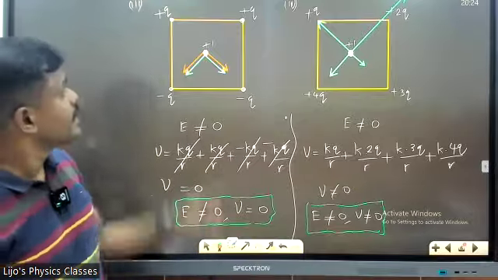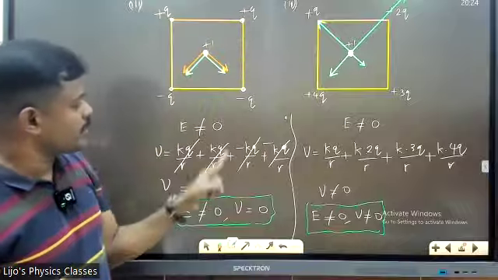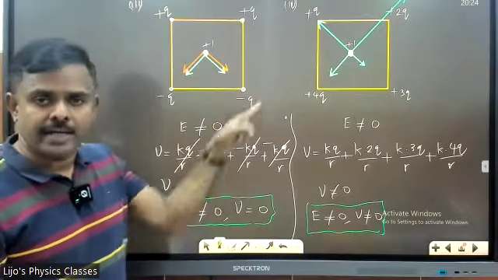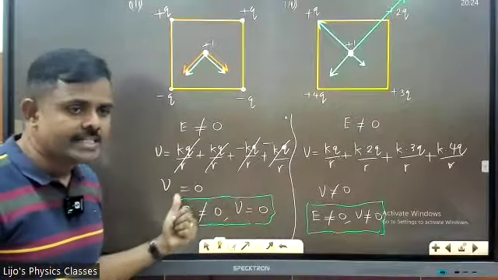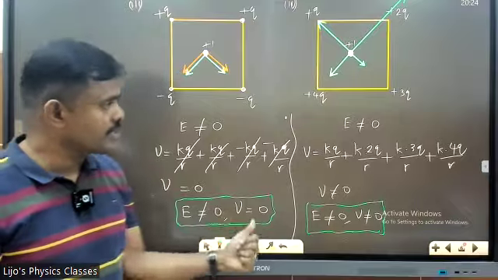How about potential? K into plus Q by R, K into plus Q by R, K into minus Q by R, K into minus Q by R. All will cancel out, eventually giving you V equal to 0. So E not equal to 0, V is equal to 0.